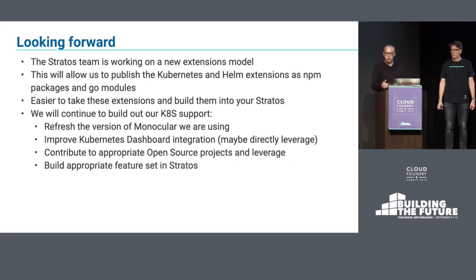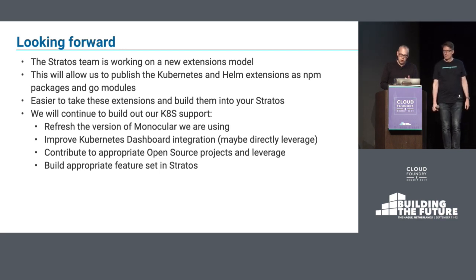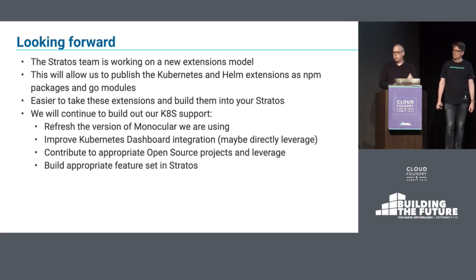So we'll be updating Monocular, contributing back to that project. We'll be looking at the Kube dashboard integration that we've shown and see if there's a better way of doing that. And then we'll be looking at what feature set we should be building inside of Stratos around Kubernetes that complements some of the other tools that we've talked about.